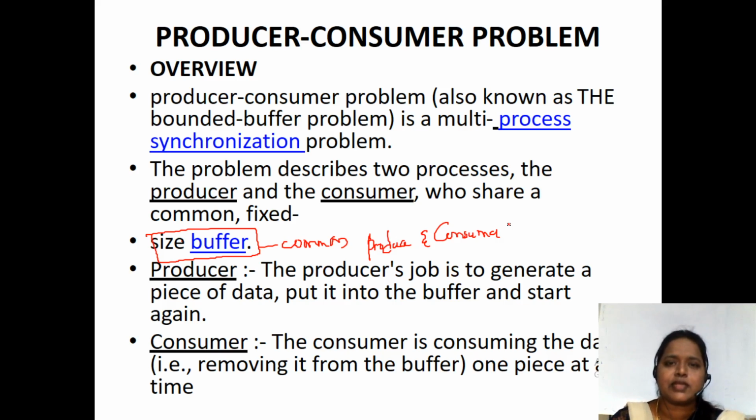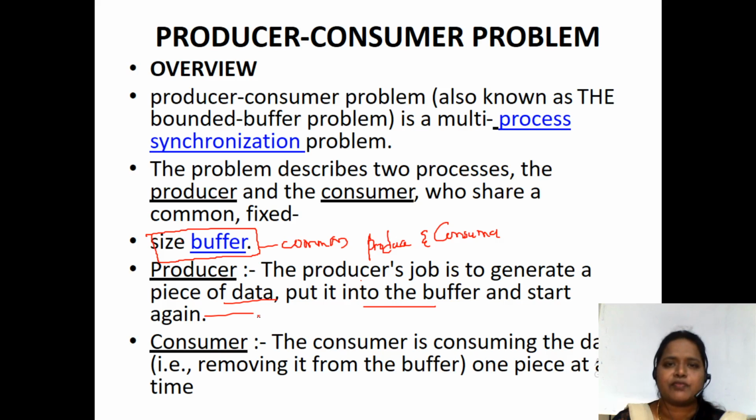Independent processes in the sense that individually they do their own task. But when it comes to cooperative processes, they share something which is common among all the processes, and those processes are called cooperative processes. So here, what is the task of the producer? The producer's job is to generate a piece of data, put it into the buffer and start again. That is producing items only. If he produced one item, he places that item in the buffer, and again he produces another item and places it in the buffer.